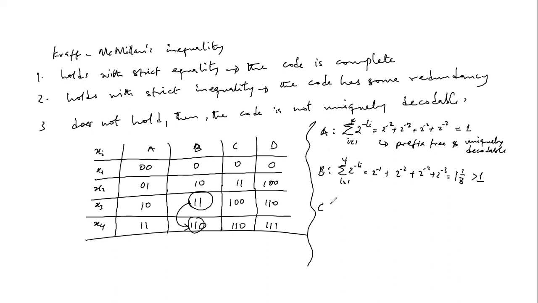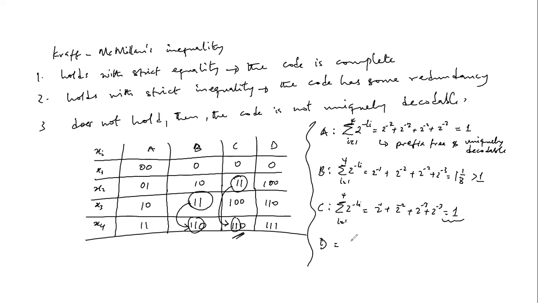Good. Now for C, I have the sum of 4 to the power of minus l_i, where the lengths here are 1, 2, 3, 3, so 2 to the power of minus 1, plus 2 to the power of minus 2, plus 2 to the power of minus 3, plus 2 to the power of minus 3. That's going to give us 1/2, 1/4, 1/8, 1/8, which sums to 1. Okay, this satisfies the Kraft inequality, but here it is not an instantaneous code because this code word is a prefix of this code. So it is not a prefix-free code, it is not an instantaneous code, and it is not uniquely decodable, despite the fact that it satisfies the inequality.